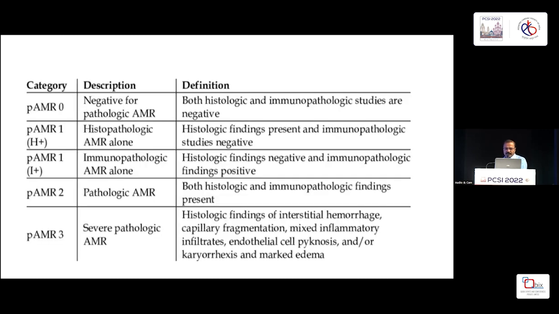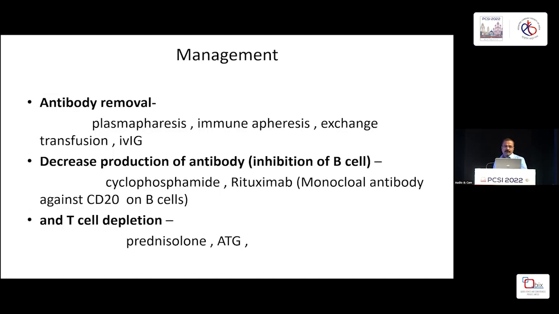See, this is the different grading of the AMR. Depending on histopathological and immunopathological features, when both features are absent, it is grade 0, both are present, it is grade 2, and if either is present, it is grade 1. So whenever there is any grade of AMR in presence of graft dysfunction, it needs to be addressed. How do we address it? Either with the removal of antibody with the help of plasmapheresis or immunoadsorption or plasma exchange, by decreasing the production of antibody with the help of rituximab or cyclophosphamide, and T cell depletion with the help of steroids and ATG.